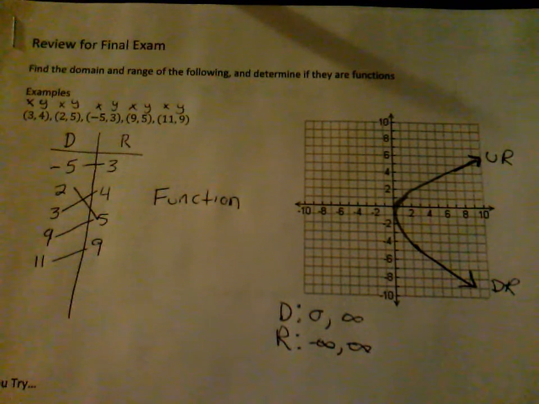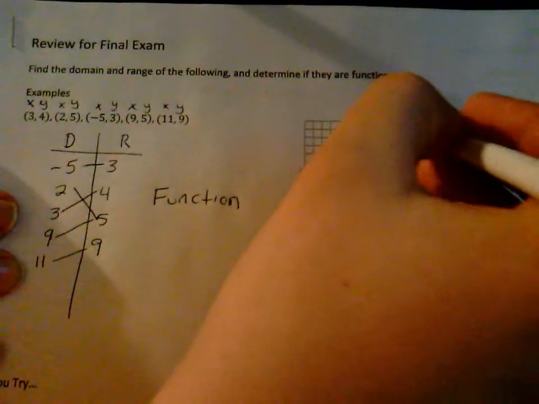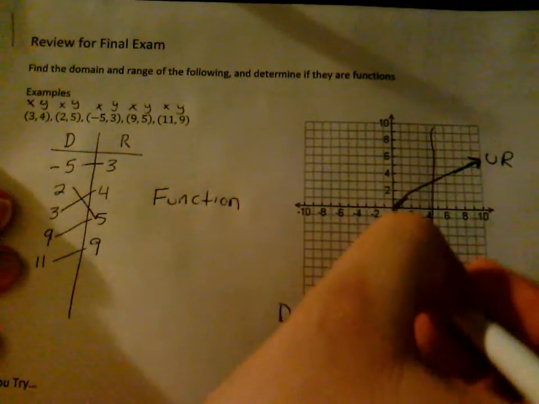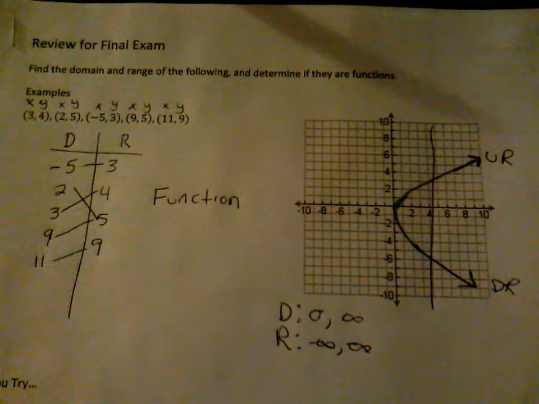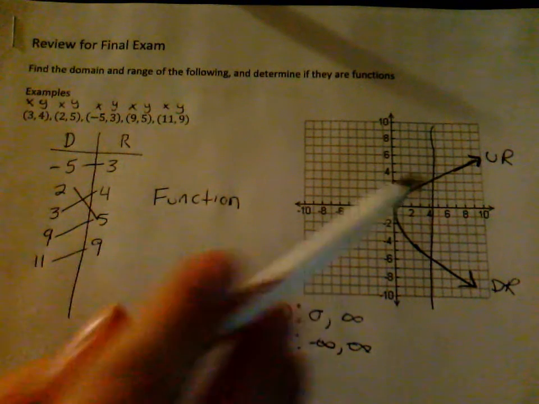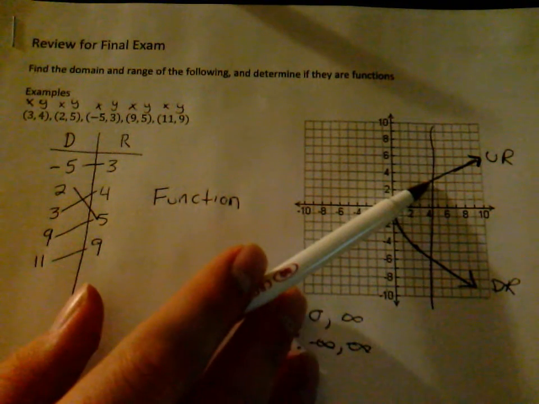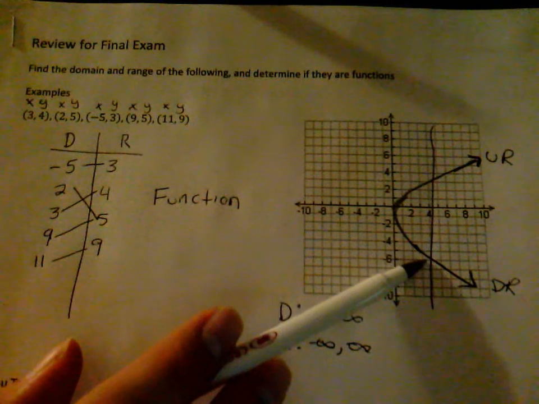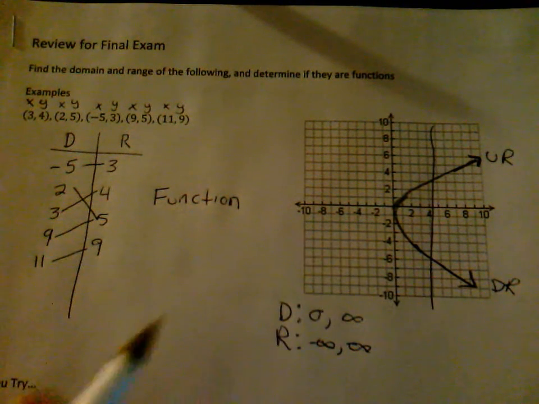Our last thing is to figure out whether or not this is a function. This is where we use the vertical line test. The vertical line test says: can I draw a vertical line anywhere and have it go through more than one point of that equation? If you notice, it goes through here and through here. So this is not a function.